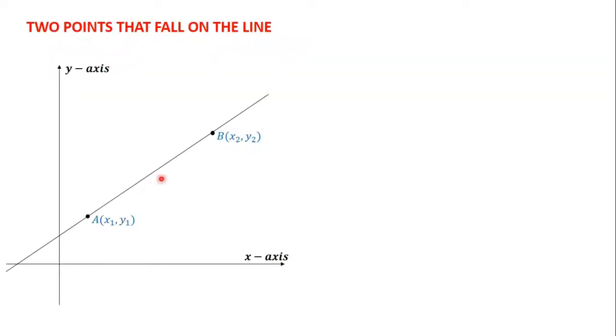Let's consider this diagram once again. We have this straight line drawn in the xy plane, and we have these 2 points that fall on the straight line. So we have point A with coordinates x1, y1, and point B with coordinates x2, y2.